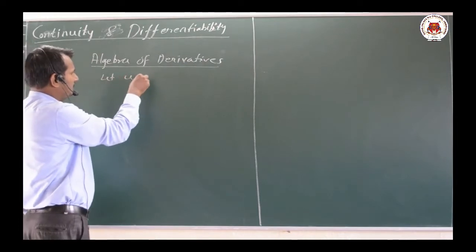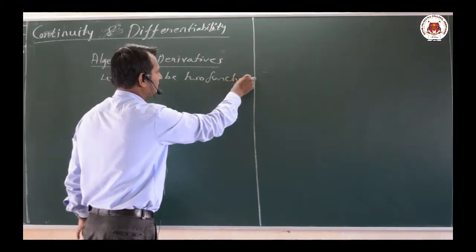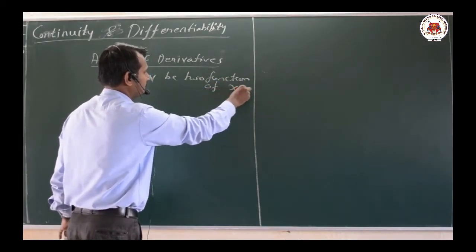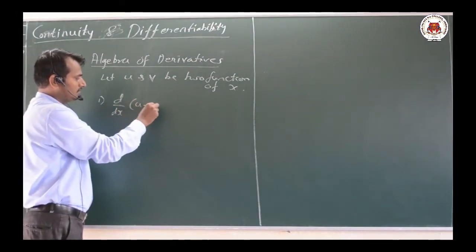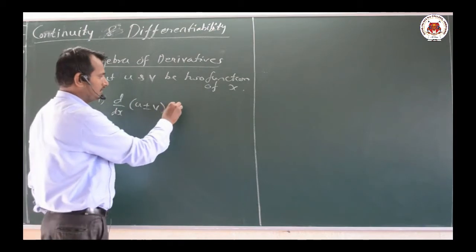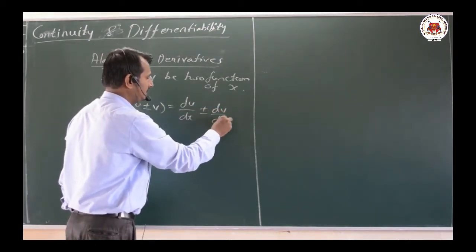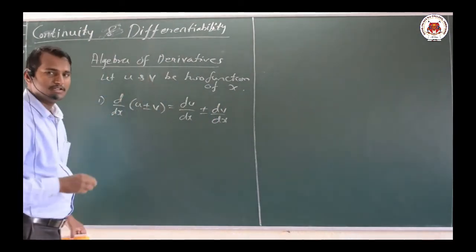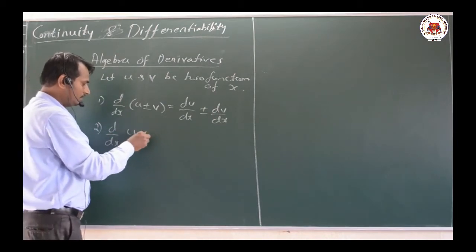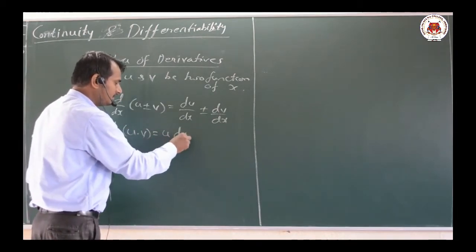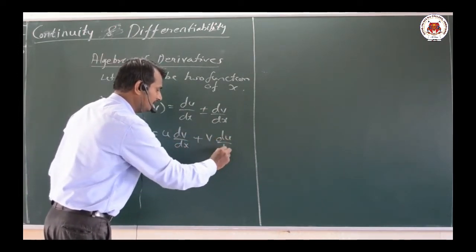Let u and v be two functions of x. Then the first one, d by dx of u plus or minus v, is du by dx plus or minus dv by dx. This you had already learnt in the first PUC. The second one, d by dx of u into v, is equal to u as it is into dv by dx, plus v as it is into du by dx.